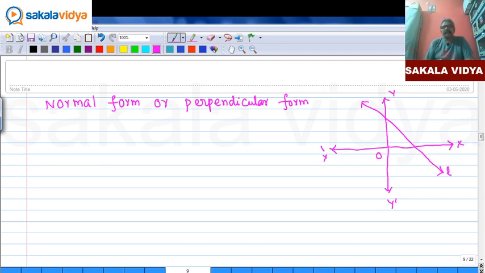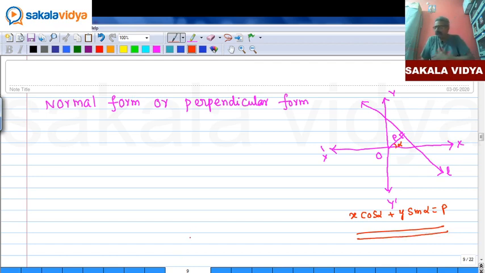The perpendicular distance from the origin to this line is suppose P, and this perpendicular is making angle alpha. Then the equation of the line is given by x cos alpha plus y sin alpha is equal to P. This is called normal form or perpendicular form.